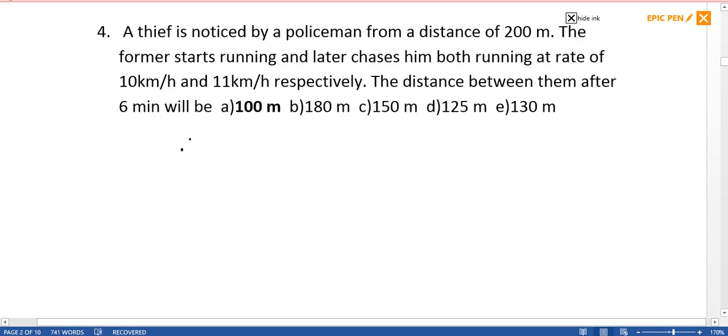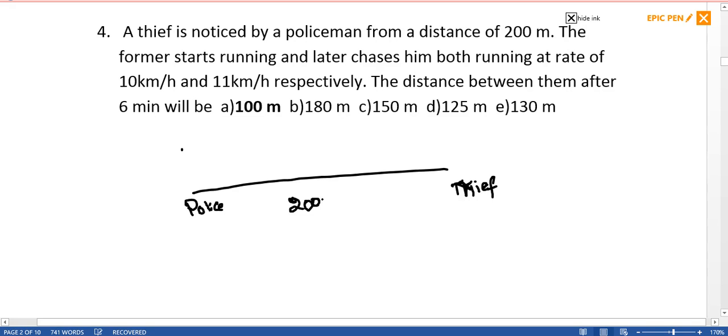So what do we have here? Here is the police guy, here is the thief, and the distance between them is 200 meter.